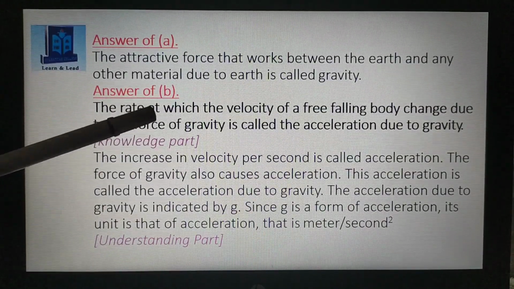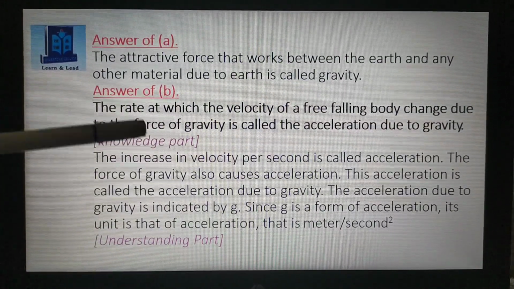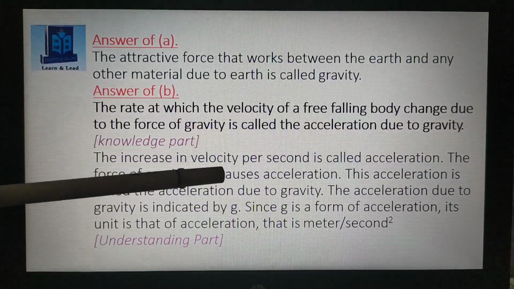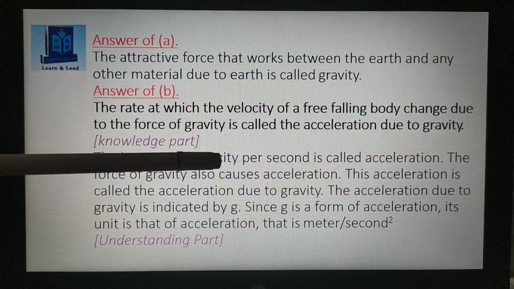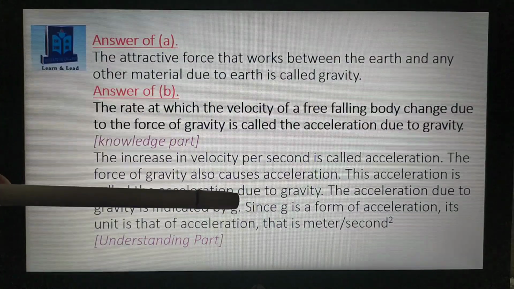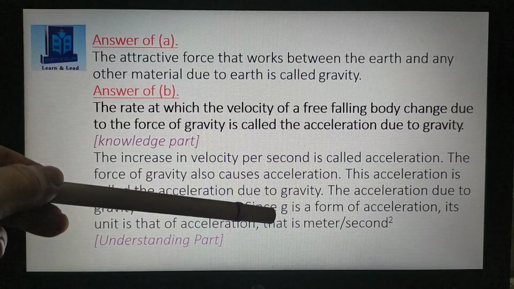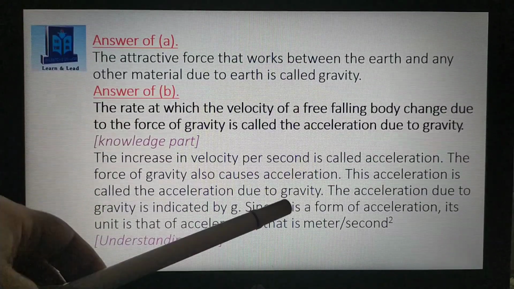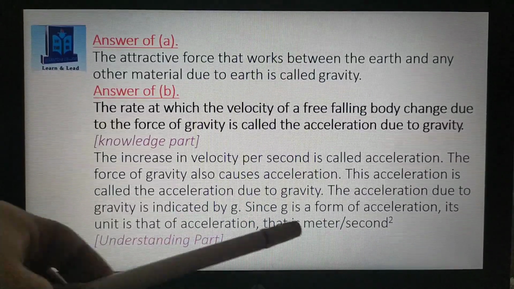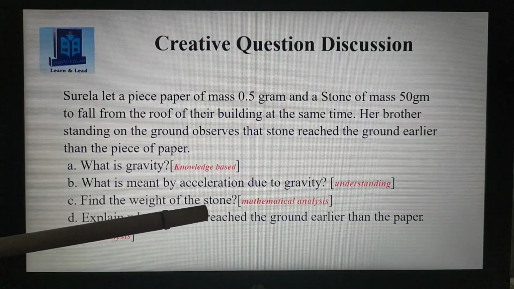So in the knowledge part, you will write the definition, and that means what knowledge you get from there, and obviously the details of this. It comes from acceleration, and then how acceleration works with gravity, and altogether it is called acceleration due to gravity, and then how it is denoted, G, and obviously the unit also you have to write. Next one, find the weight of the stone.